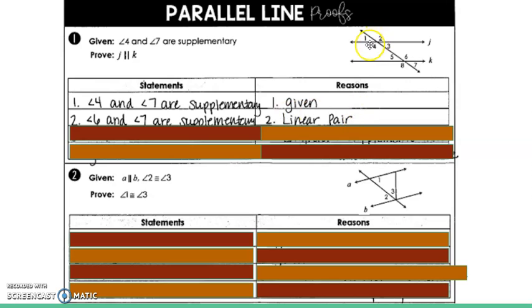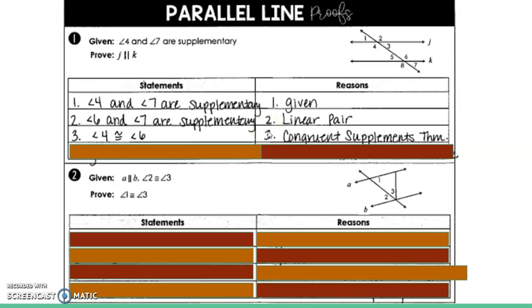Now that I have that angle 4 and angle 7 are supplementary, and angle 6 and angle 7 are supplementary, I can say that angle 4 is congruent to angle 6. My angle 7 didn't change at all, so I can say that 4 and 6 are congruent because they both add to 7 to make a supplementary angle. When we write that reason, we can say the congruent supplementary theorem, or we could say the transitive property.